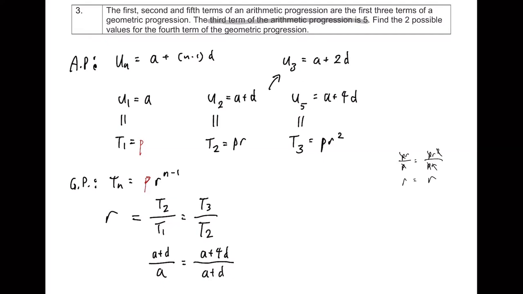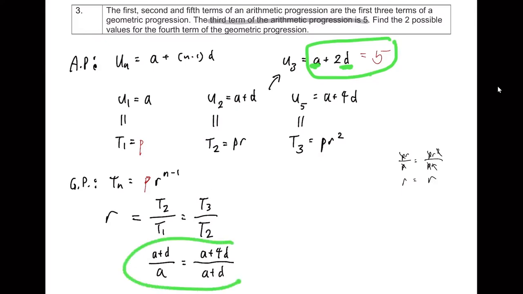We know that this equals 5. So let me think a bit. Okay, yeah, we haven't used this information here. U3, which is A plus 2D, equals 5. It's an equation involving A and D, two variables. So probably we need to involve simultaneous equations. We need to get another equation involving A and D, which is actually right here. So we need to solve them simultaneously, and we'll get the values of A and D.